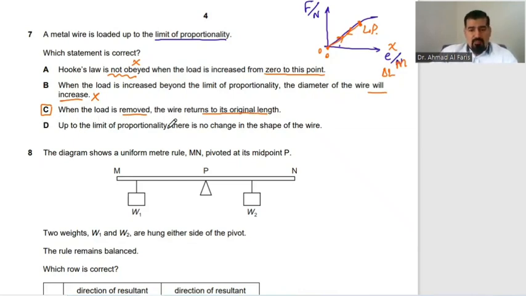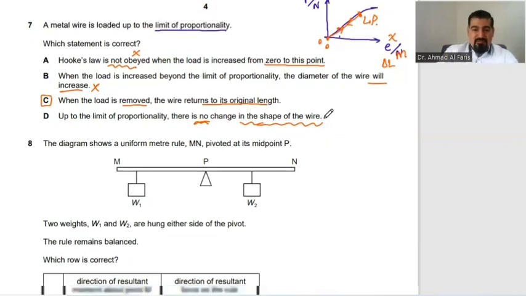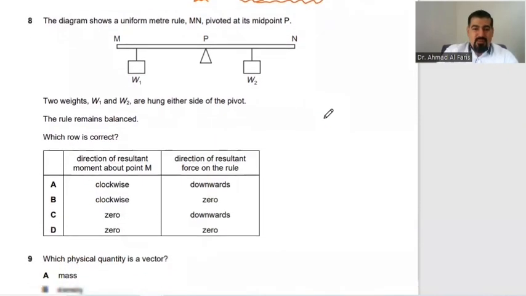D. Up to the limit of proportionality, there is no change in the shape of the wire. There is extension. It cannot be no change in the shape. The length will be more. So there's change in what? In shape. Okay. Question number 8.